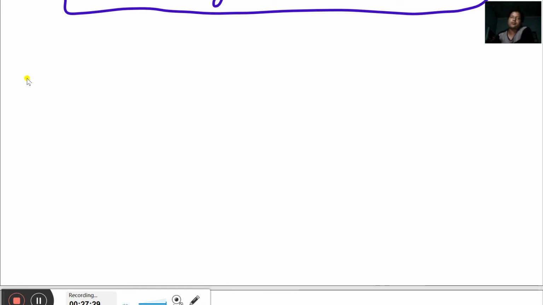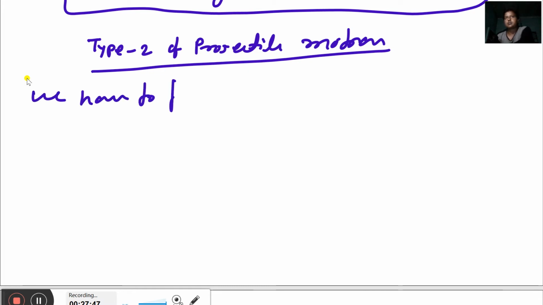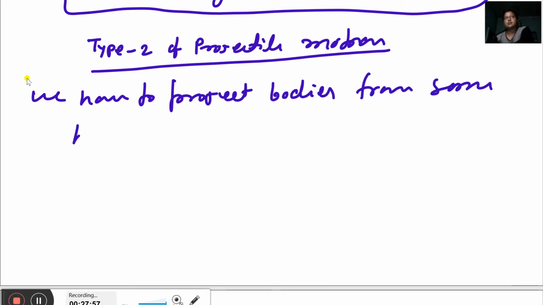Now we have to discuss type second of projectile motion. Type second. What is type second? We have to project bodies from some height with respect to earth surface.